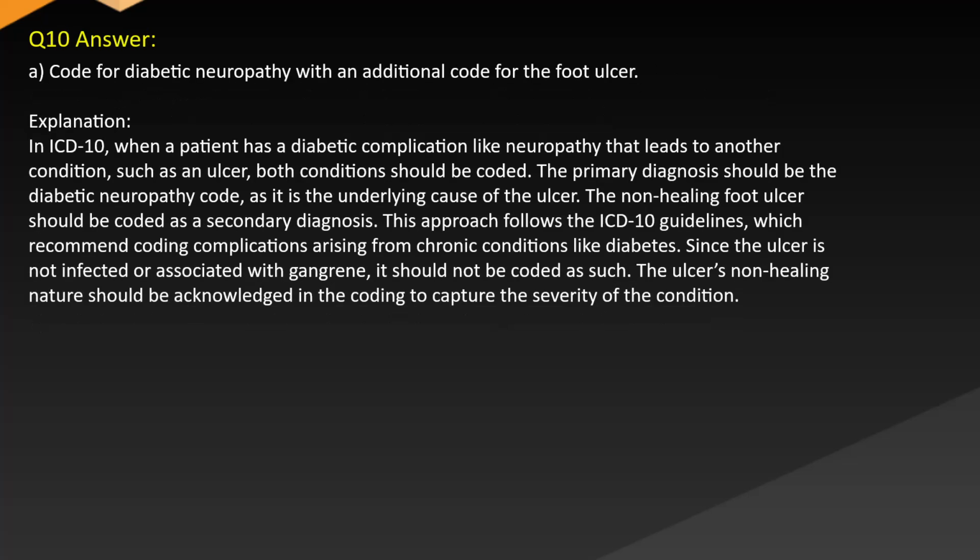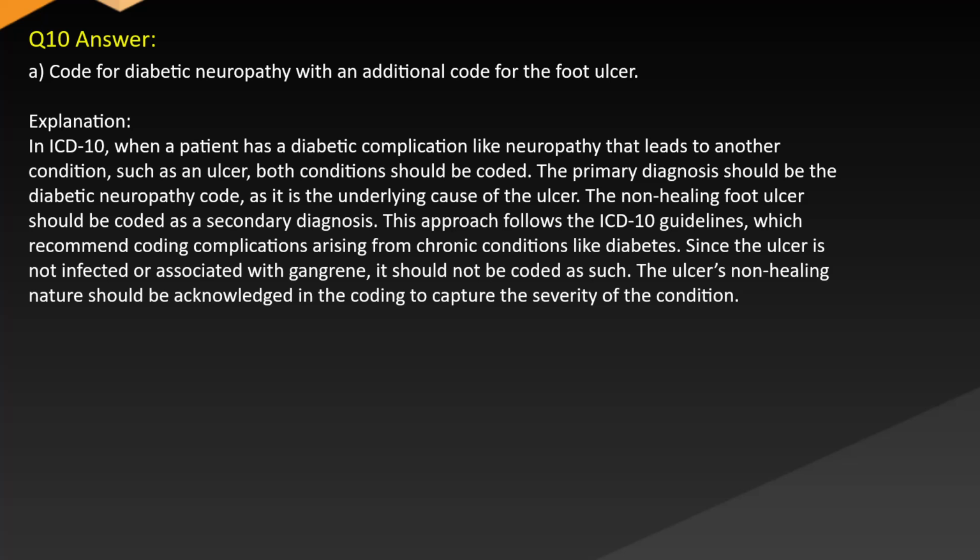Answer A. Code for diabetic neuropathy with an additional code for the foot ulcer. Explanation. In ICD, when a patient has a diabetic complication like neuropathy that leads to another condition such as an ulcer, both conditions should be coded. The primary diagnosis should be the diabetic neuropathy code as it is the underlying cause of the ulcer. The non-healing foot ulcer should be coded as a secondary diagnosis.